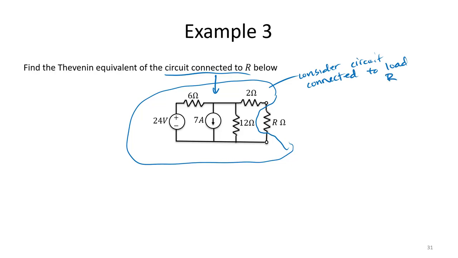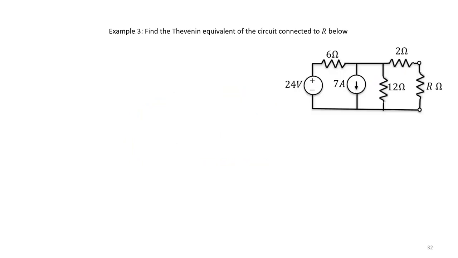So let's follow the same procedure. First, we need to find VOC, which is our open circuit voltage. So notice that in this case, we can basically ignore the load resistor. Basically, we just unplug it from our circuit. So I'll just go ahead and white it out because for us, we only need to consider the circuit connected to that resistor.